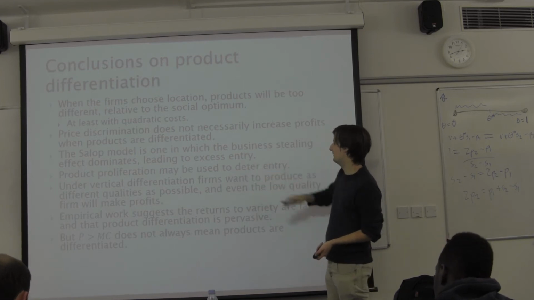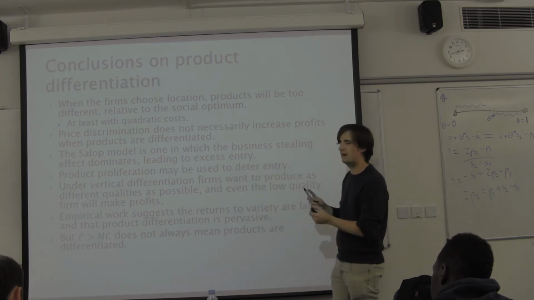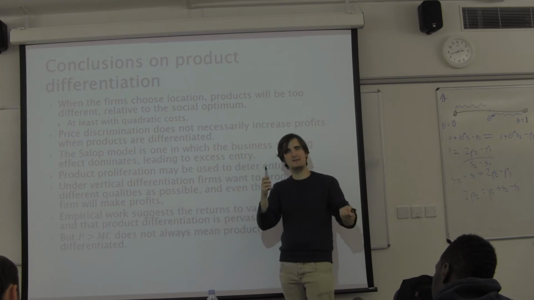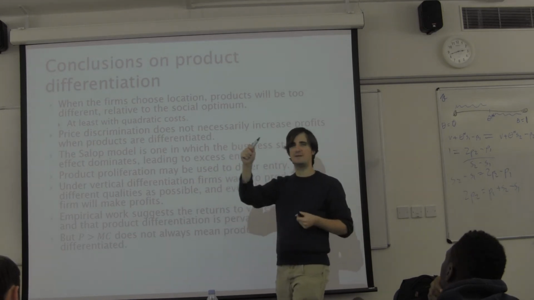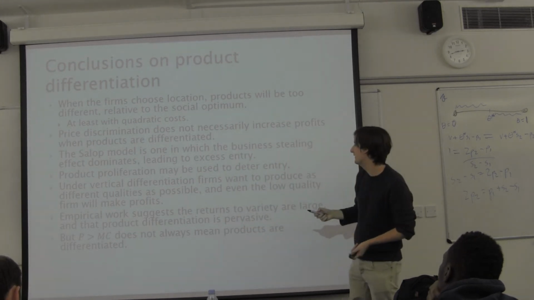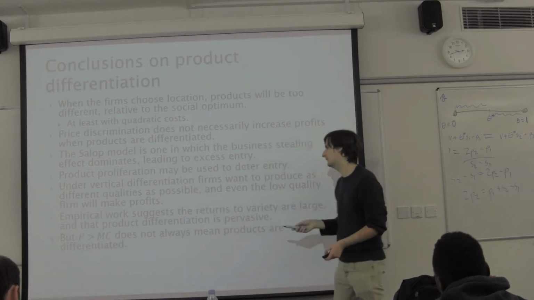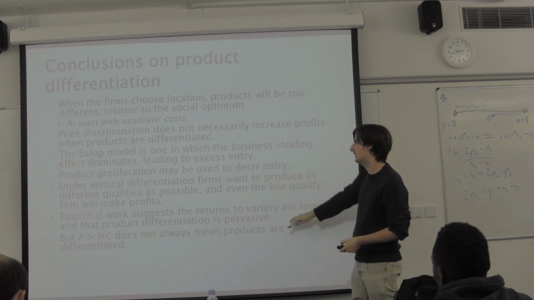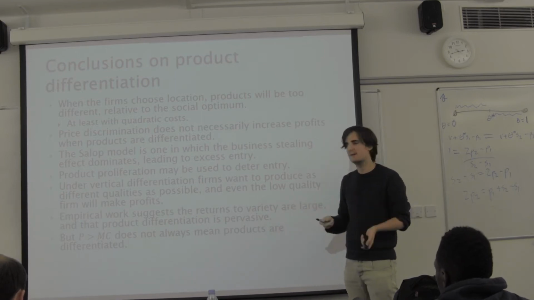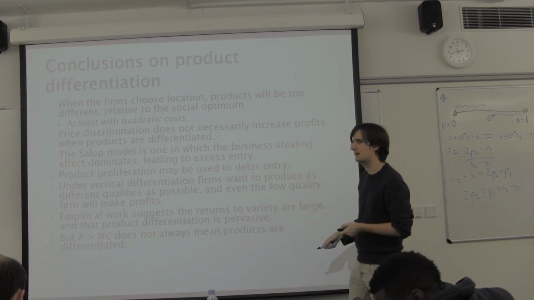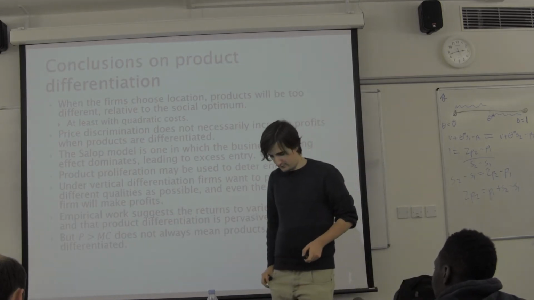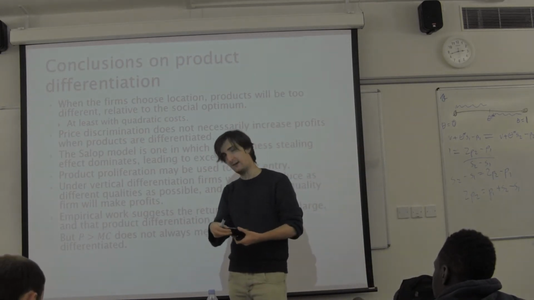And then today we looked at vertical differentiation, and we showed that firms want to produce as different qualities as possible, so you get a really high quality firm and a really low quality firm. Surprisingly, both firms are making profits, not just the high quality one. And we showed just now that there were very high returns to variety. Okay, so let's take a short break, and then we'll start talking about advertising after the break.